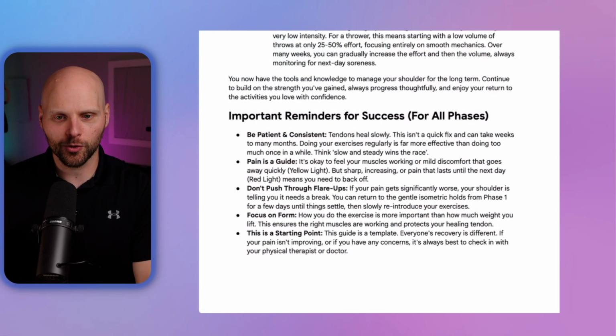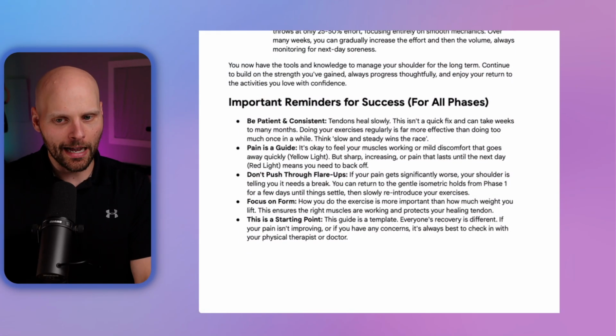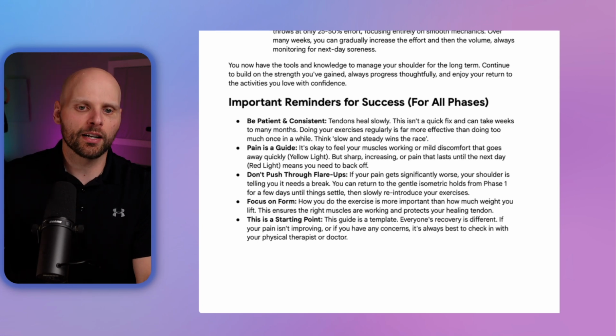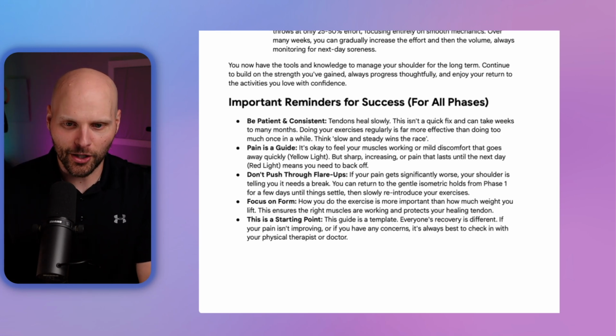But look back and say, hey, where was I 3 months ago? What couldn't I do back then that I can do now, to remind yourself you're making progress? And so that's just a big thing. Be consistent, but also be patient. And this is just a starting point, right? Everyone's recovery is going to be different. Just because your friend recovered in 4 weeks doesn't mean you're necessarily going to do that. It may take a while.